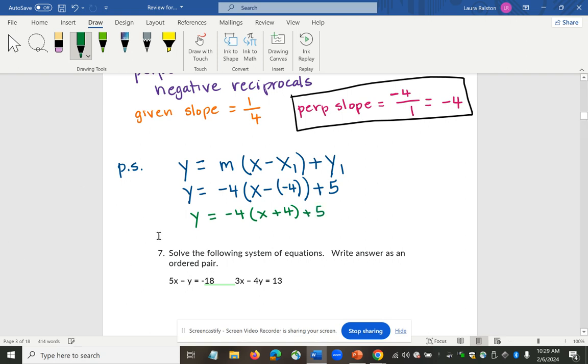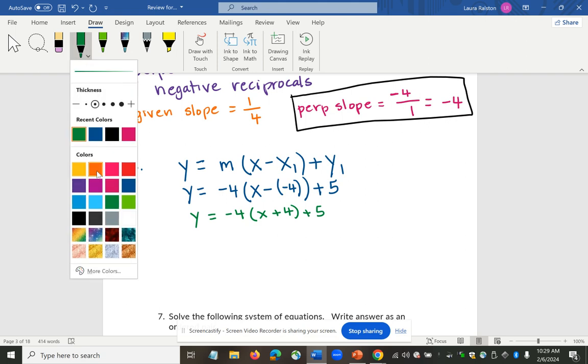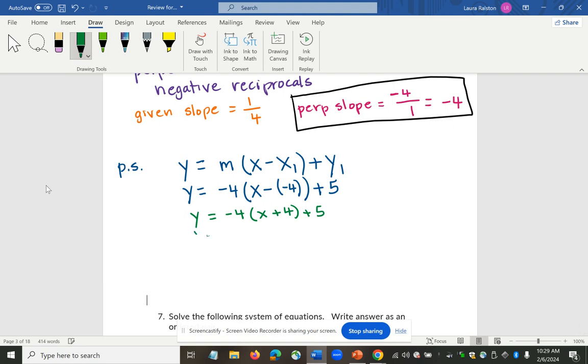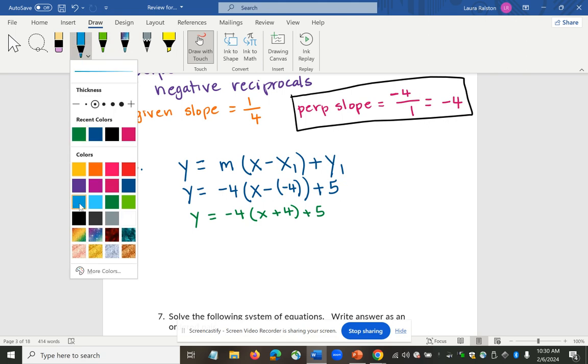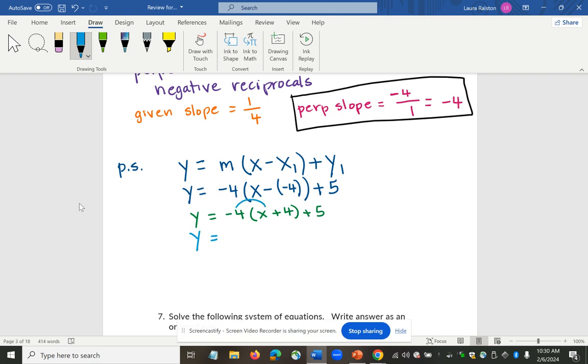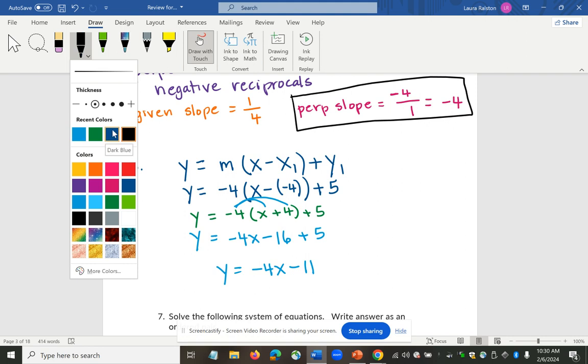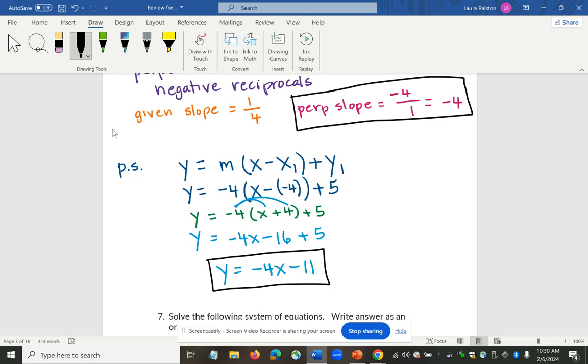Let me get a little bit more space here. Then I need to ultimately put it into slope-intercept form, which means I need to distribute and collect like terms. So I have y equals, I thought I changed colors. Let me go back here and get a different color. Okay, so we have y equals -4 times x is -4x. -4 times 4 is -16 plus 5. So then I have y equals -4x, -16 plus 5 is -11. So the ultimate equation that we need is y equals -4x minus 11.